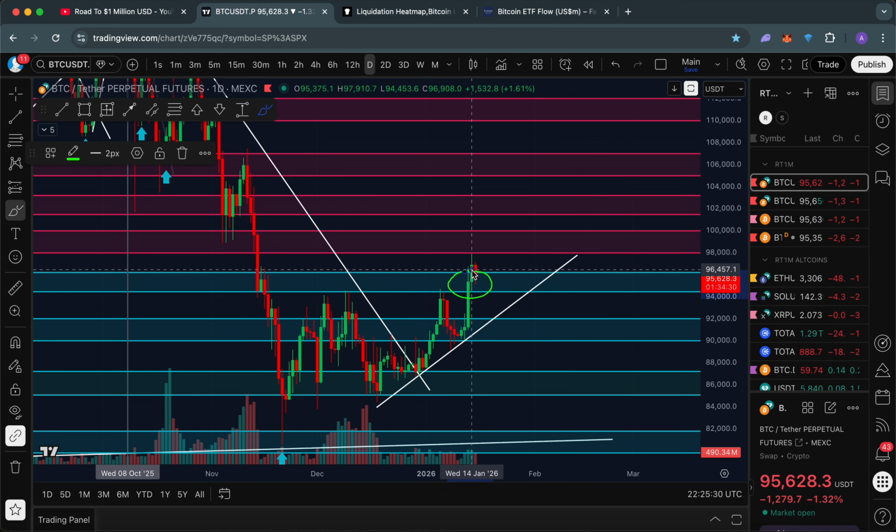Something critical to pay attention to though is this level of support, which is sitting from 96.2k all the way down to 94.5k, and in terms of resistance to the upside, that is sitting from 98 all the way up to 100,000 in the Bitcoin price.